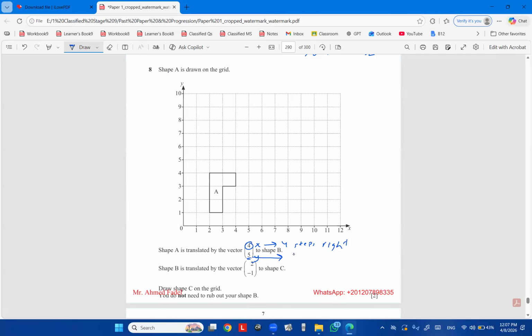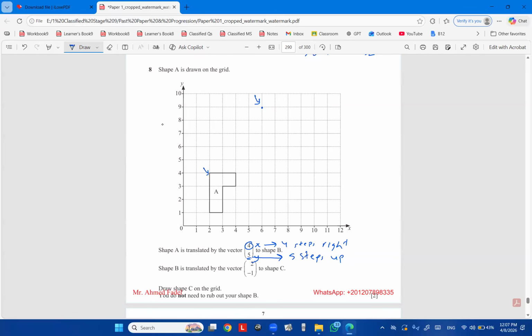And this one here is 5 steps up because it's the y coordinate, the change in the y. So if it was negative, it would have been 5 steps down. So I'm going to move this 4 steps right, 5 up. So 4 right, 1, 2, 3, 4. 1, 2, 3, 4, 5 up is going to be here. So I moved it 1, 2, 3, 4, and 5 up. It's going to be here.